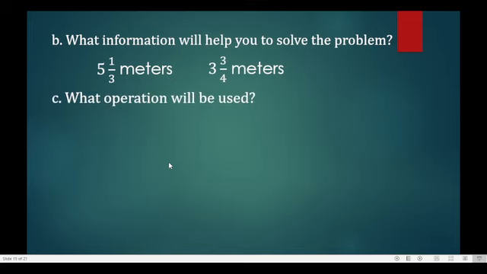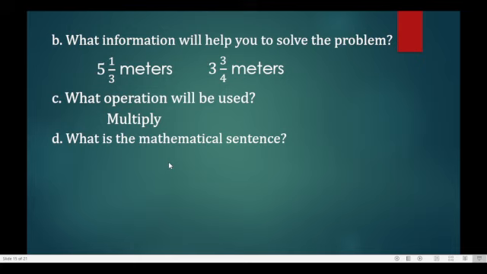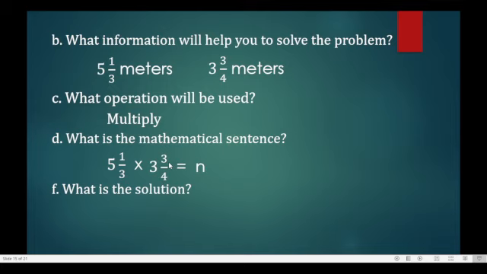So, what operation will be used? So, that is multiplication, or you have to multiply the numbers. Okay, what is the mathematical sentence? When we say mathematical sentence, it must be complete. So that is 5 and 1/3 times 3 and 3/4 equals n. And then what is the solution? When we say what is the solution, you have to show it. You don't need to write the answer instantly, and of course, your final answer is based on your solution. Okay, let me show you the solution.